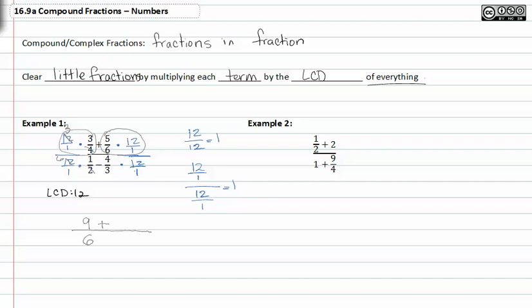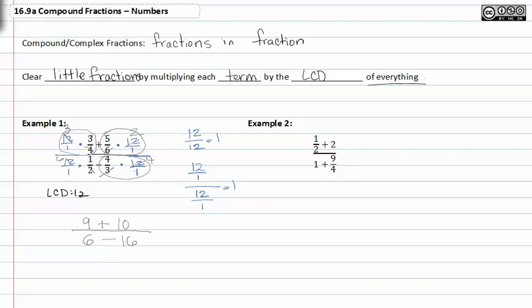5 times 12 is 60, but notice that the 6 and the 12 would divide. 6 divided by 6 is 1. 12 divided by 6 is 2. 2 times 5 is 10. In the denominator, we have a negative 4/3. 3 divided by 3 is 1. 12 divided by 3 is 4. 4 times 4 is 16, and it's subtracted.